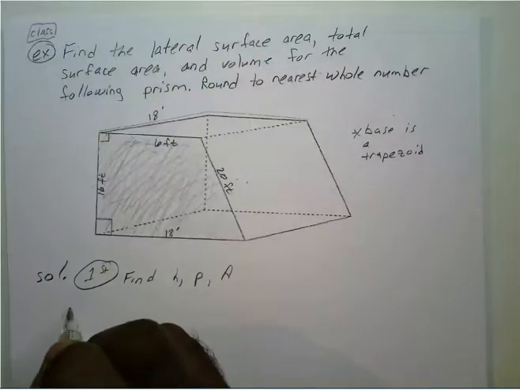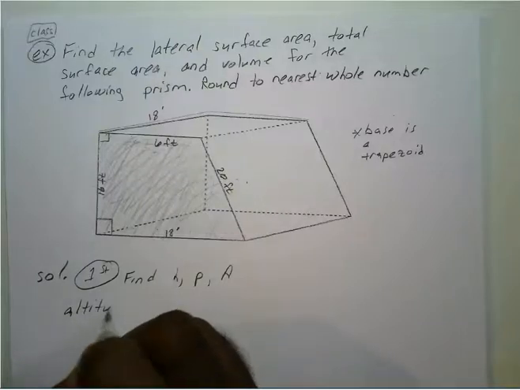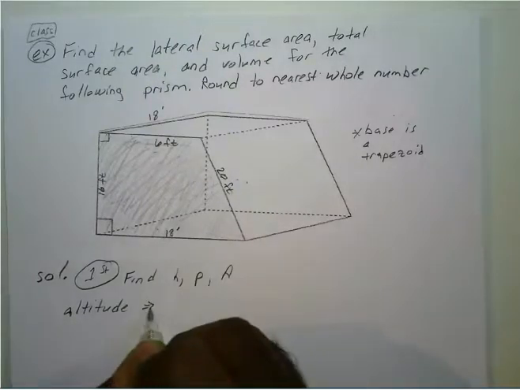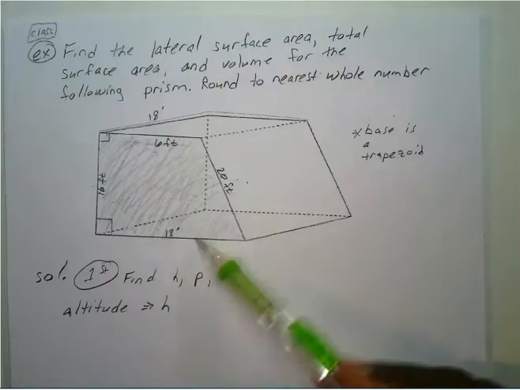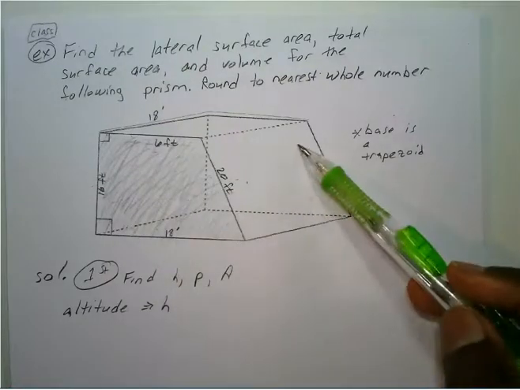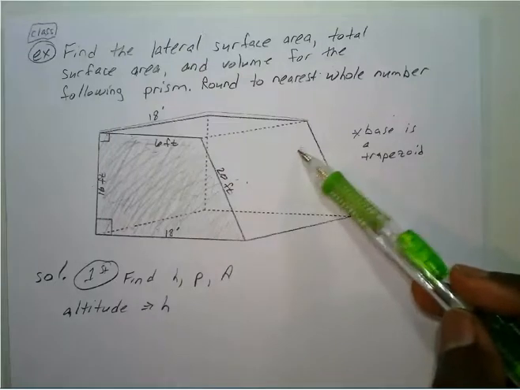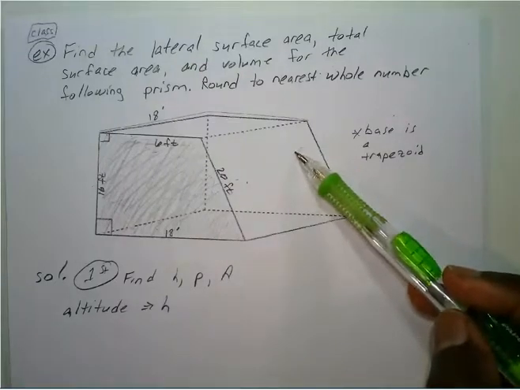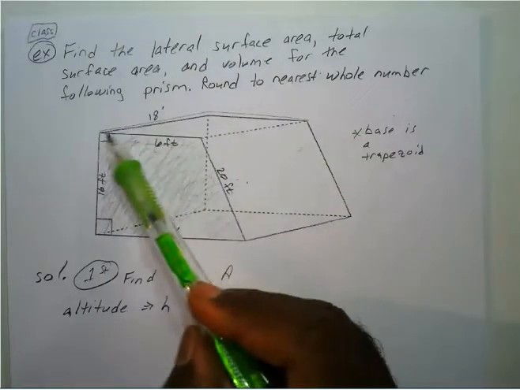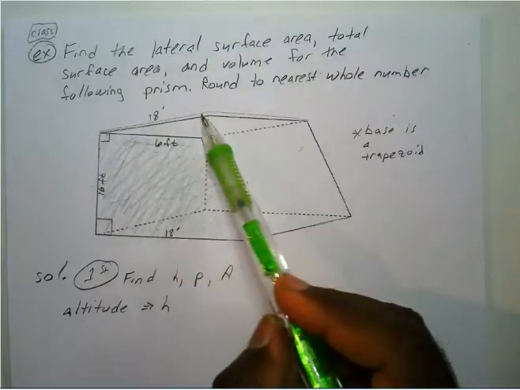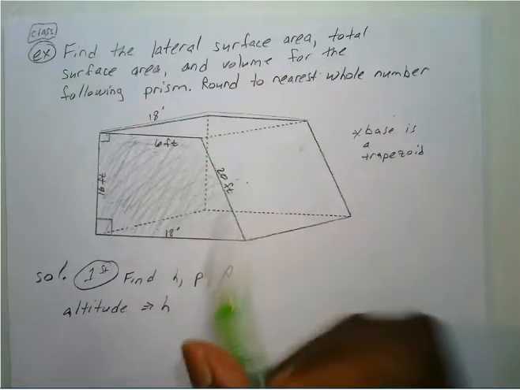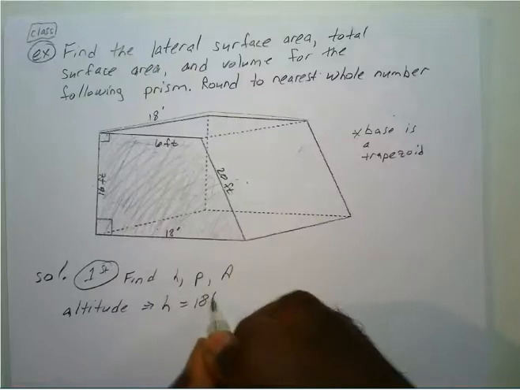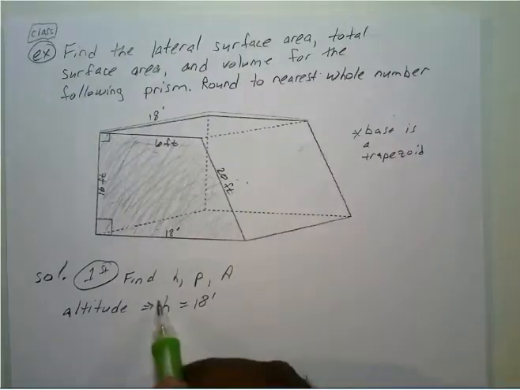Okay, so our altitude, which is h, is the distance between our bases. So if this is our base here, and our other base is on this side, the distance between those 2, we can look here and tell that goes from base to base. So the distance between our bases is 18 feet. Okay, so we have our h.